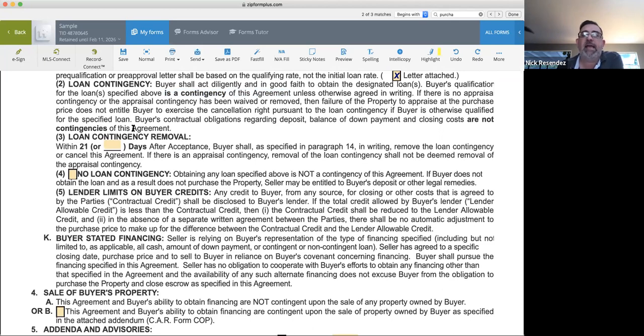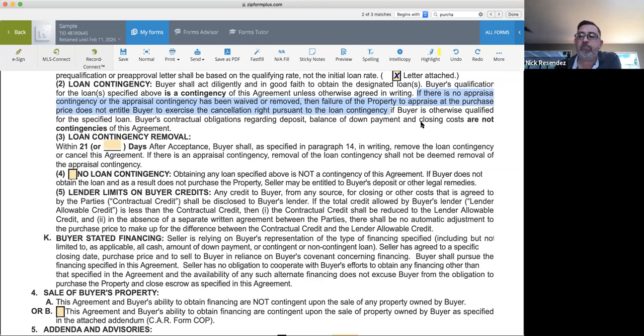Very important, because I've seen agents try to use this. If there is no appraisal contingency, or the appraisal contingency has been waived or removed, failure of the property to appraise at the purchase price does not give the buyer the right to exercise the cancellation right pursuant to the loan contingency. I've had people ask, well, what if we can't get the appraisal? Can't we just cancel because we can't get the loan if the appraisal comes in low? No, right? There's a paragraph written here specifically for that.